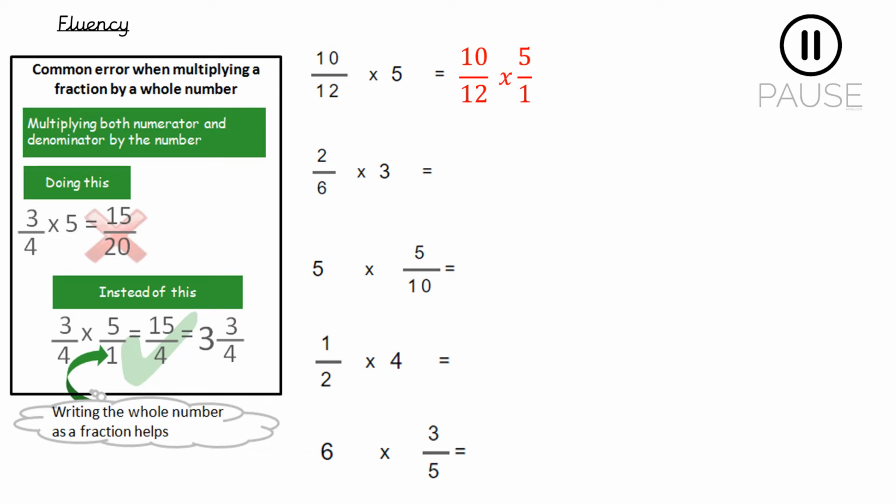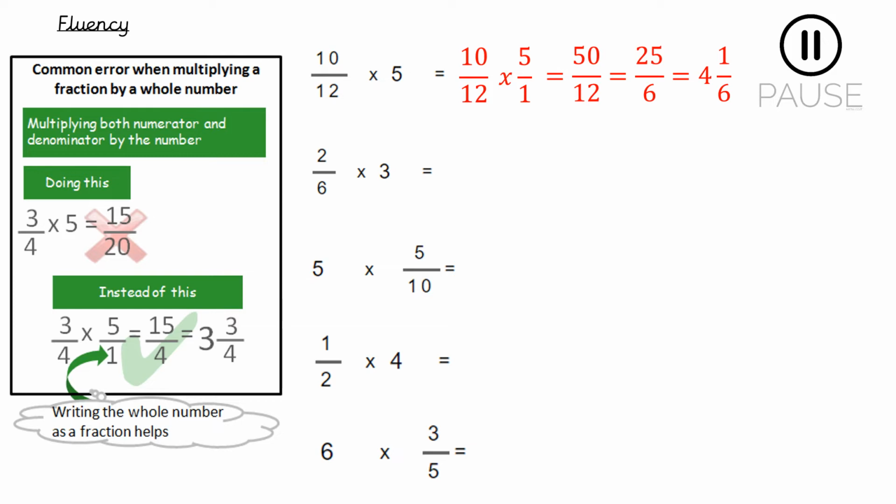Okay, so 10 twelfths times 5 becomes 10 twelfths times 5 over 1. So then 10 times 5 is 50, 12 times 1 is 12, and then we can simplify that down into 25 over 6 by dividing it by 2. And then if you look, that's an improper fraction, so we can convert it to a mixed number by saying how many 6s are in 25? It's 4 with 1/6 left over.